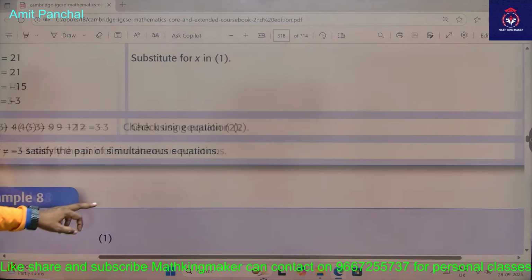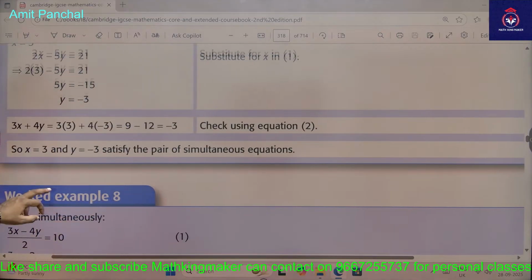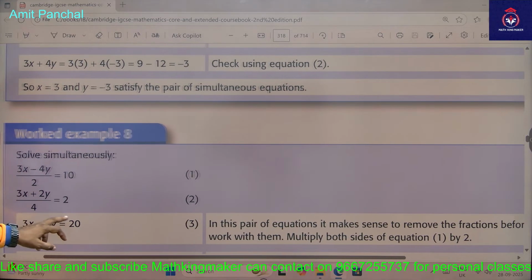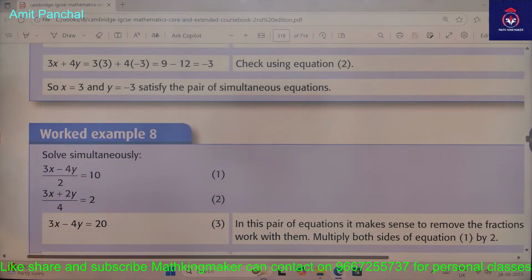These types of equations you also come across. So this 2 can go there, and that will become 3x minus 4y equal to 20, isn't it? So in some equations they will not be very simple. You need to just simplify these equations. So that can be the case.